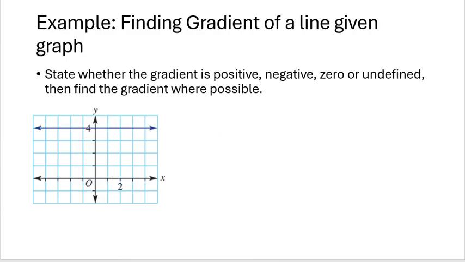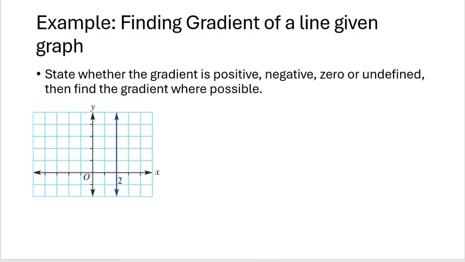Now you just have a look at this graph here. You can't really make a triangle, and you know it's a horizontal line. So you just say m equals 0. And then finally, for this one, this is a vertical line. So it is a vertical line. That means m is undefined.